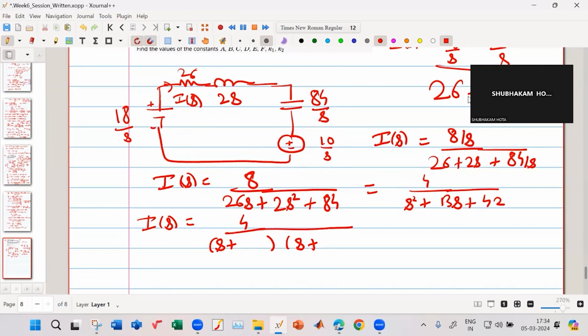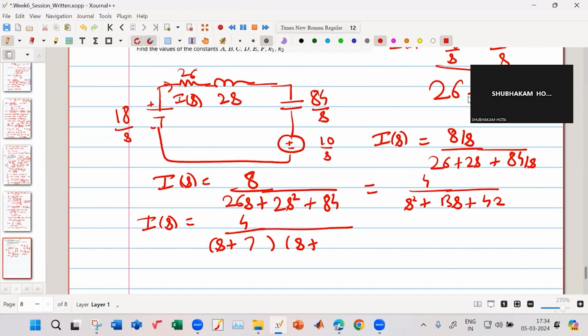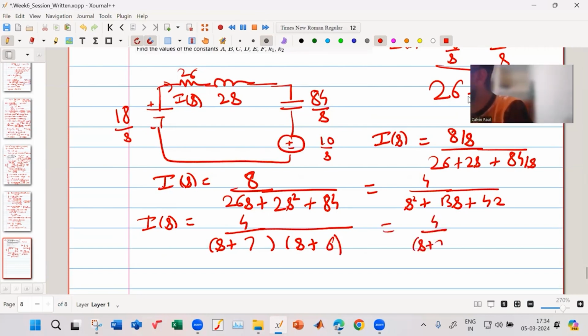Seven, 6. S square plus 7S plus 6S plus 42. S common made S plus 7, plus 6 common made S plus 7. So 4 by S plus 7 whole into S plus 6. Correct. So this is 4 upon S plus 7 into S plus 6.